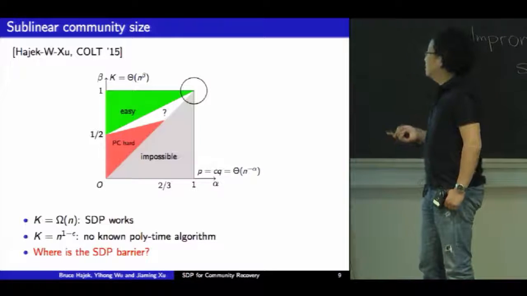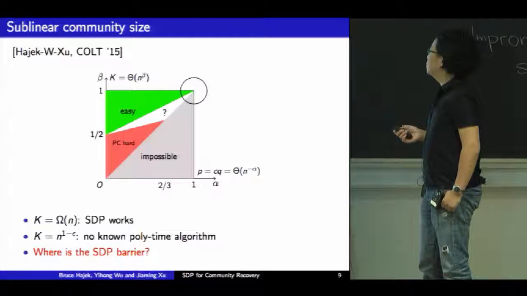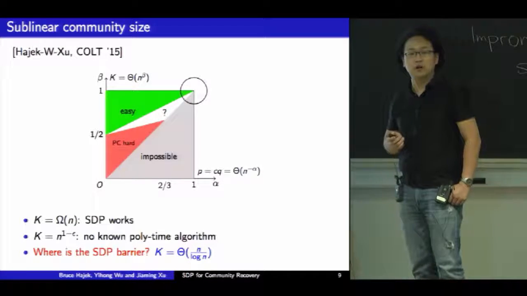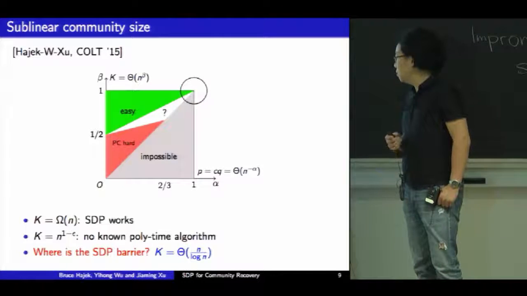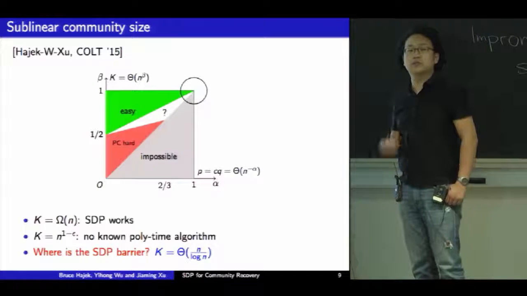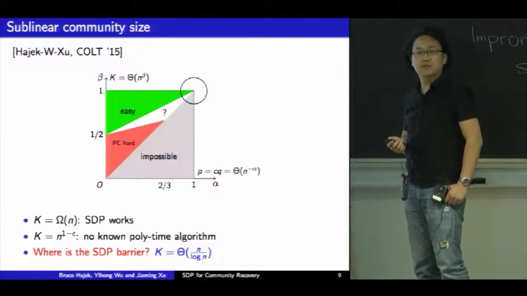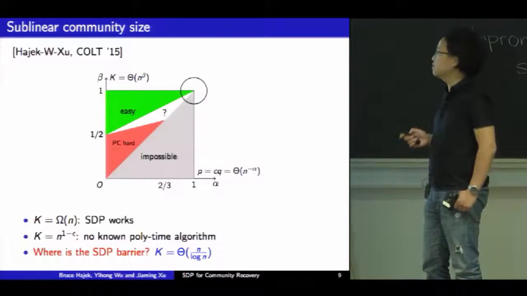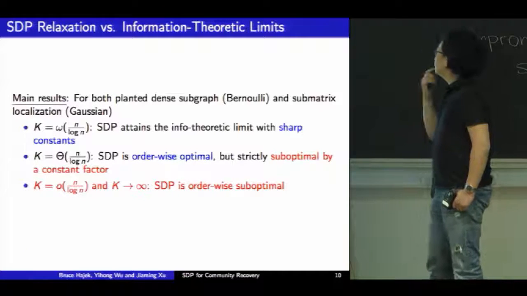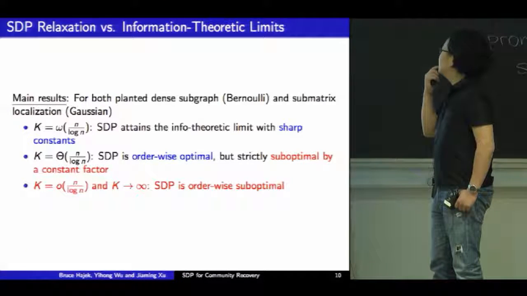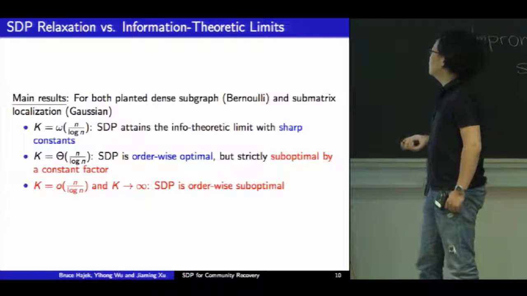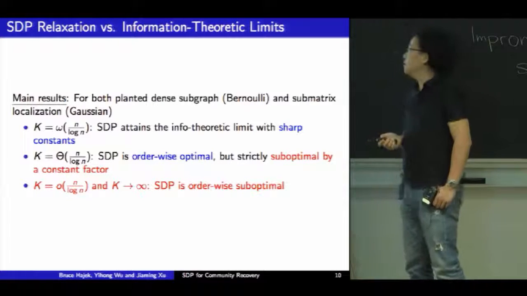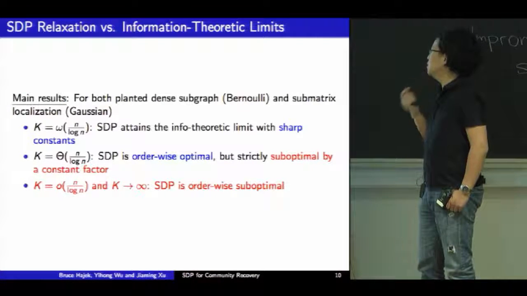So where is that? The answer is actually n over log n. This is the point below which SDP starts to lose its optimality guarantees, and that corresponds to somewhere very close to this point, right? So this is the main result, which I just said, not only for the graph problem, but also for some matrix localization in a Gaussian model.